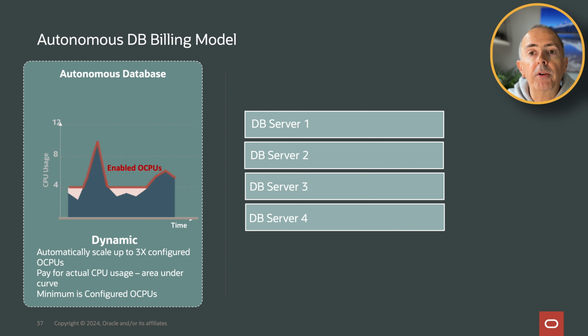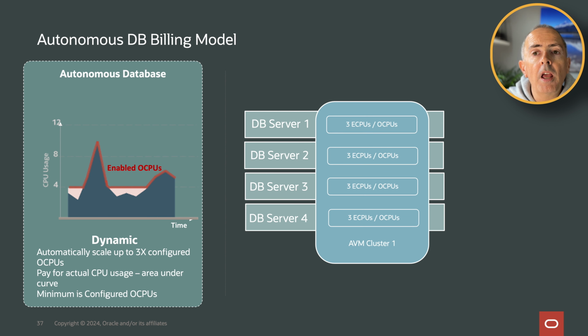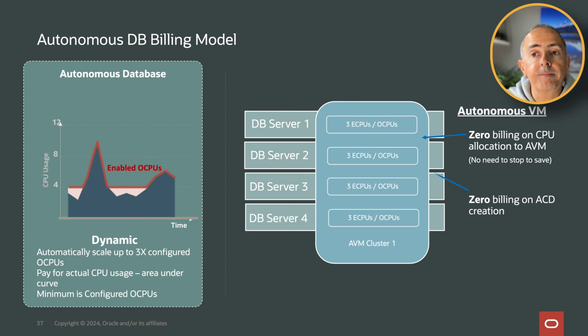So here the CPU count is set to 4, and we can scale up to 12. So when scaling up, you're only charged for the fractions of the OCPUs for the time that you're using it. So unlike the traditional VM cluster, where if you needed 12 OCPUs to run all the workloads, you'd be paying for 12 all of the time without any scaling. With autonomous, it's doing that scaling for you automatically.